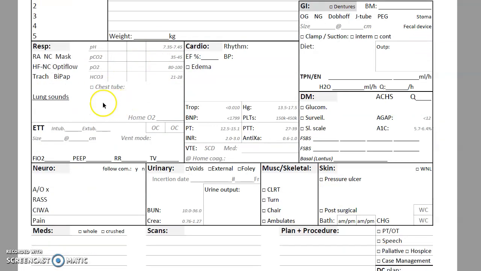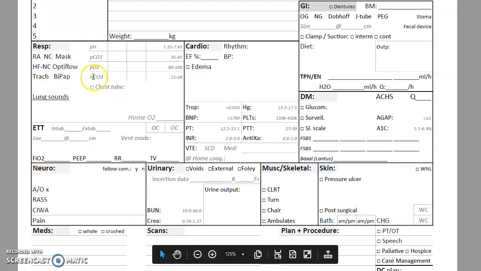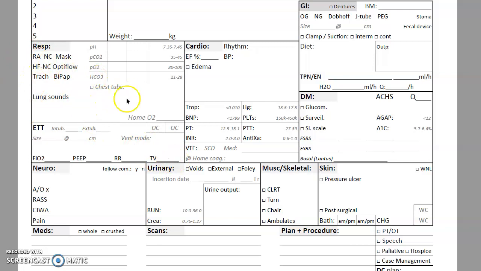And then those boxes, each one explains each system. So respiratory system, we have if patient has any oxygen like a nasal cannula, mask, or room air, high flow, Optiflow, trach, BiPAP. You can write down lung sounds right here. If patient has a chest tube, of course, explanation here.